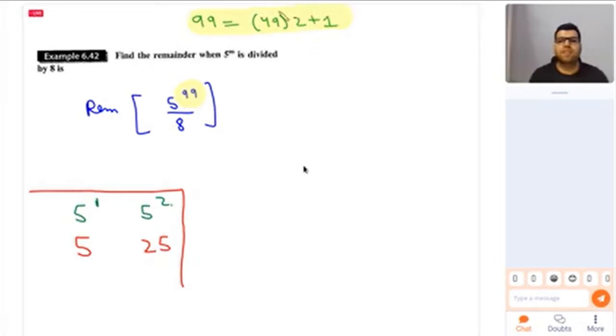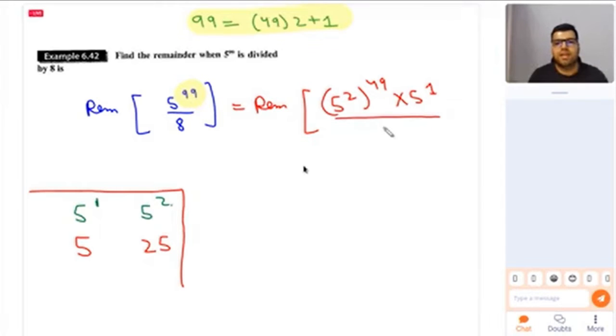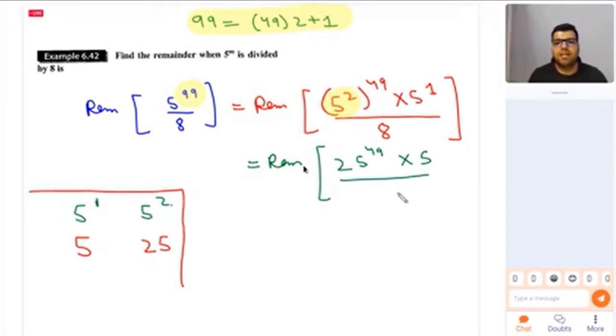We have learned this yesterday, very basic stuff. So this is the remainder of 5 raised to power 2, raised to power 49, into 5 raised to power 1, divided by 8. Simple. Now what is this thing? This is 25. Let me write it down. Better to write all the steps initially so that you learn it better. 25 raised to power 49 into 5 divided by 8. Now what will we do?